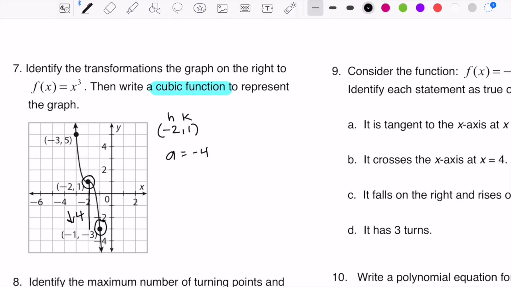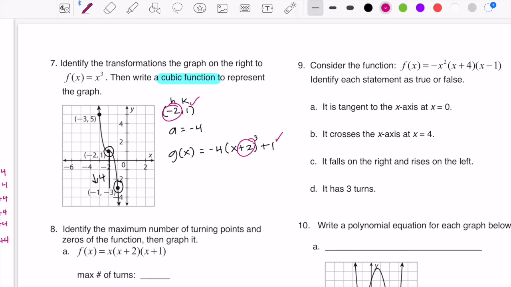So when we go to write our equation, we're going to go g of x equals -4 times (x plus 2) cubed plus 1. And then again, the h and the k are coming into play here. Whatever's in with the x is always opposite, and then the k is the same because it's a y coordinate.